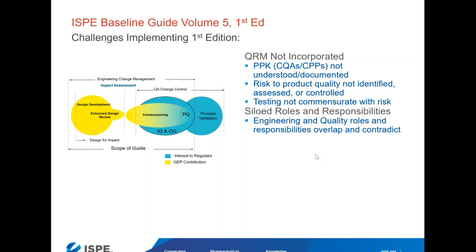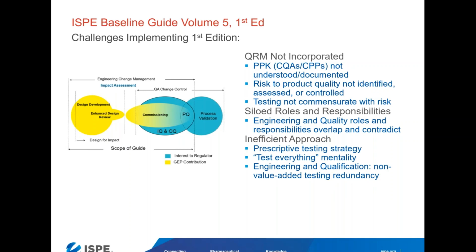Additionally, engineering and quality roles and responsibilities were very siloed in this process, often overlapping and even seen to be contradictory. The approach of leveraging commissioning into qualification caused a lot of that overlap and contradiction. As a result, the approach was more inefficient than it was intended to be. It led to a prescriptive testing strategy. It kind of kept the test everything mentality from the V model. And then the overlap between engineering and qualification led to non-value added testing redundancy.